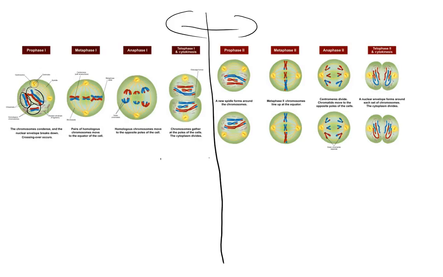Whereas in prophase, you're going to see the chromosomes condense, right? Here, you're going to see them still organize. And then here in metaphase, they get into the middle. Metaphase 2, they get in the middle.